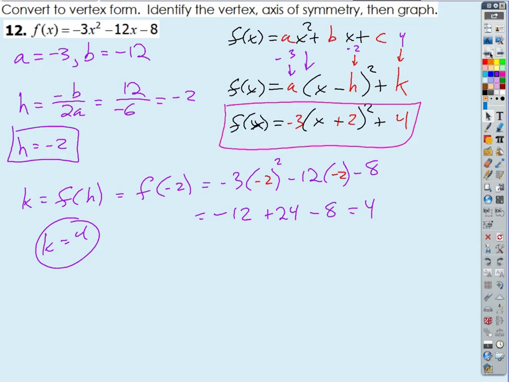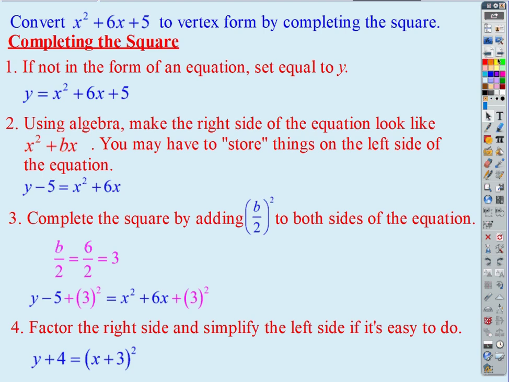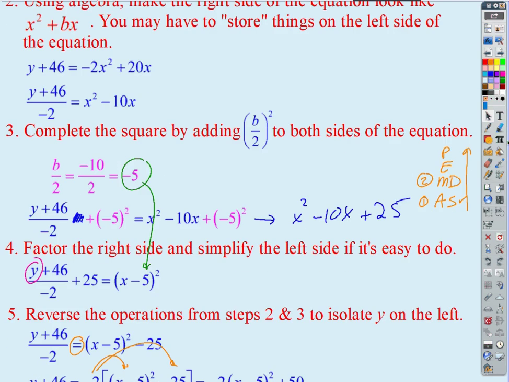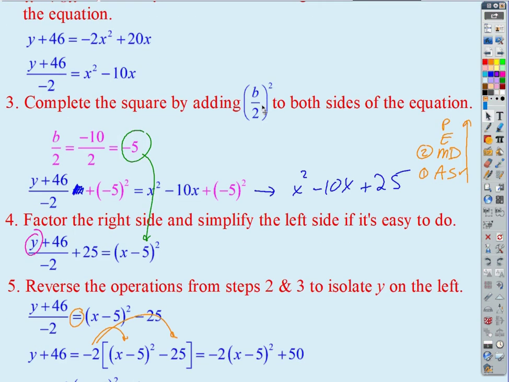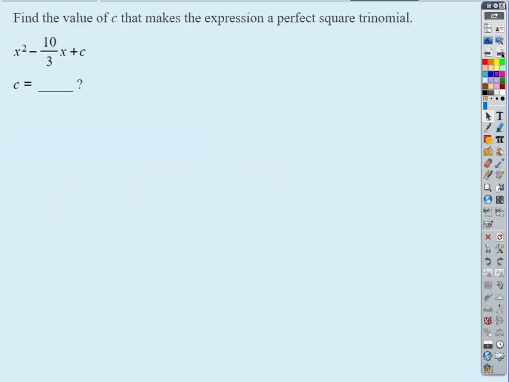Let's go back and look at our steps real quick. So we just added half of b squared, right? Half of b squared. So we got to figure out what that is. Half of b squared. Well, what's b in this case? b is -10/3. So what's half of b?